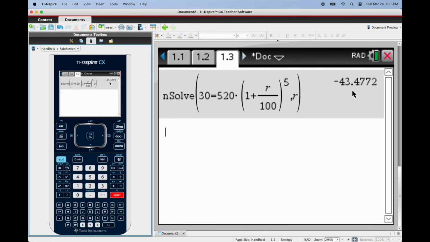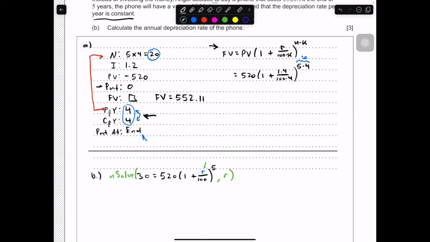So let's go back to the document and write this out. So in this case, R is equal to the annual depreciation rate, and the annual depreciation rate is, what was it once again? 43.5%. And that should do it.